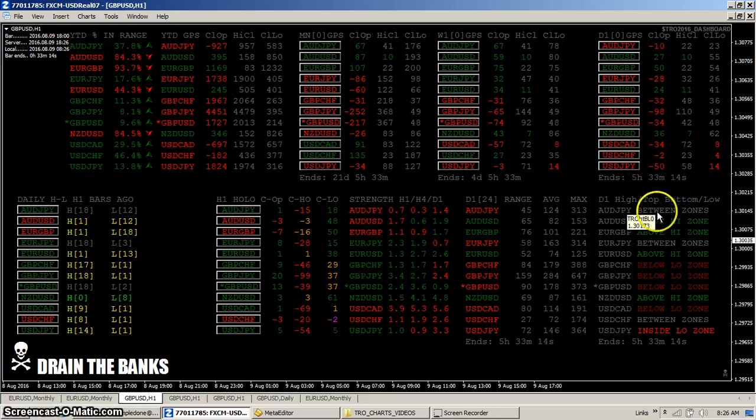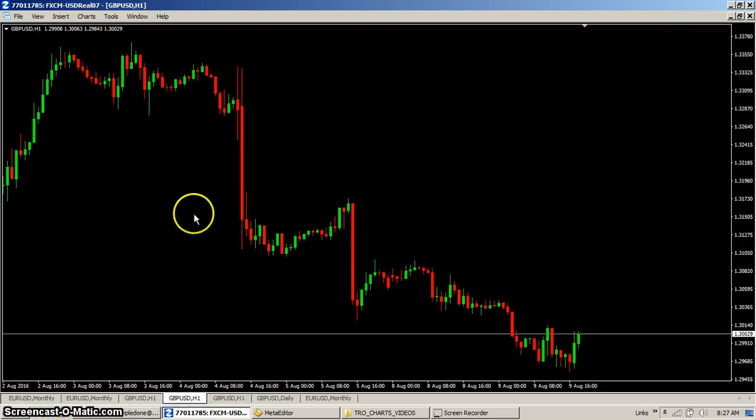Also, I can use my high top bottom low or my daily wick zone gauge here, and you can see the New Zealand dollar broke out. It's above the high zone. You can see the pound dollar broke out because it's below the low zone. Let's just bring up here a blank chart.